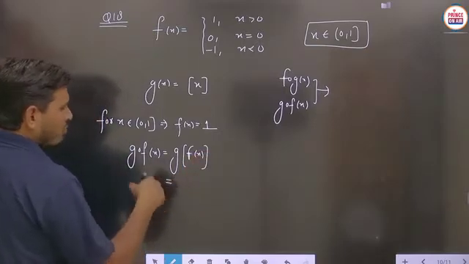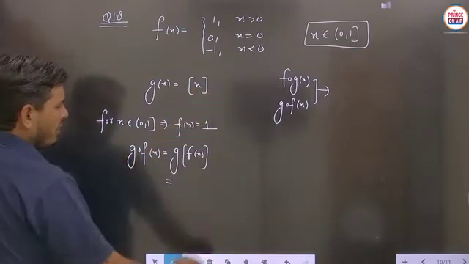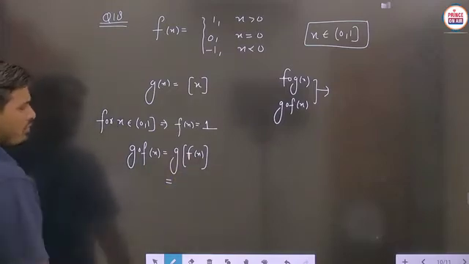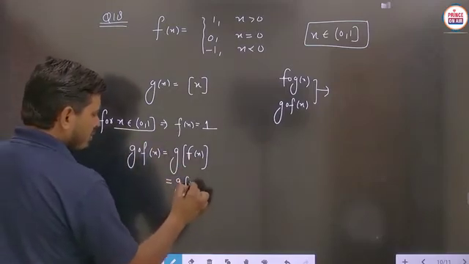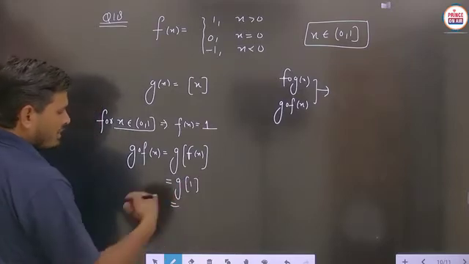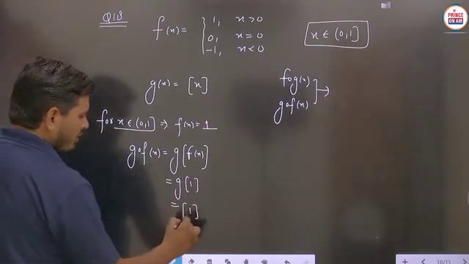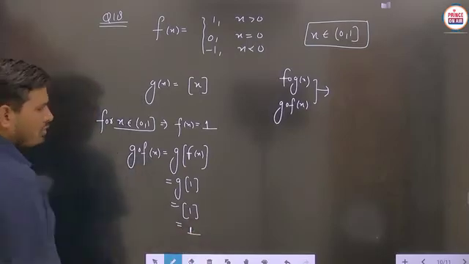Now, according to the given interval 0 to 1, definitely this will be given as the answer of g of 1. So, basically the greatest integer of 1 will always be found to be 1. Is it clear?